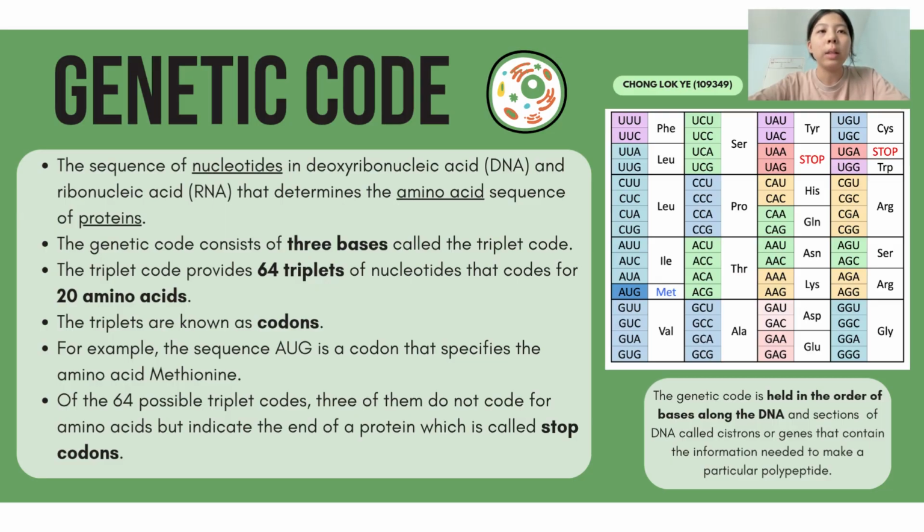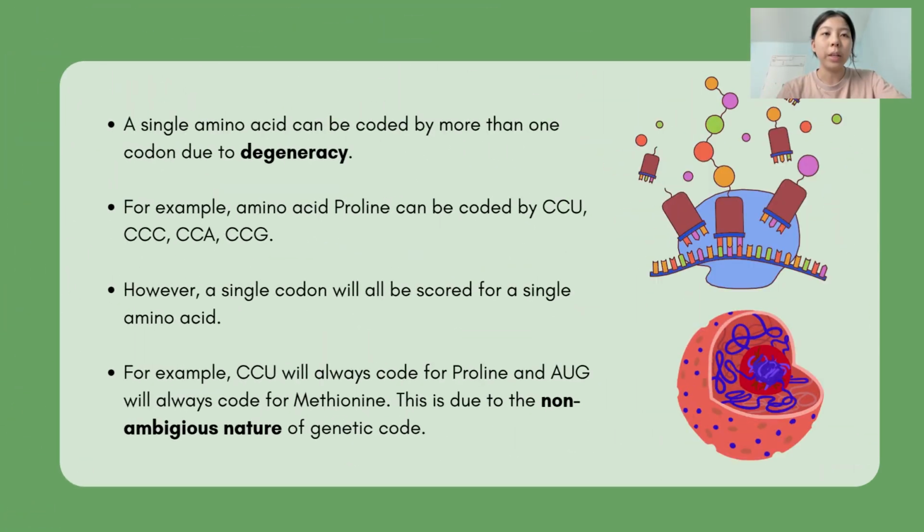The genetic code is stored in the order of bases along the DNA sequence within genes that contain the instructions needed to produce specific proteins. Another important feature of the genetic code is called degeneracy. Degeneracy means that one amino acid can be coded by more than one codon. For example, the amino acid proline can be coded by CCU, CCC, CCA, and also CCG.